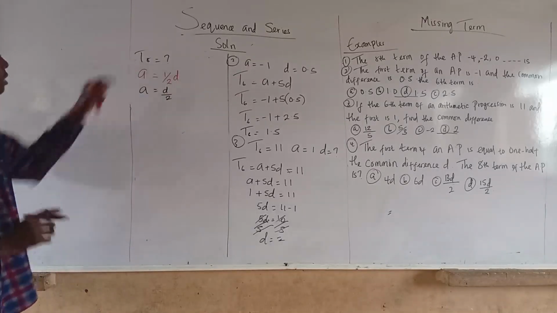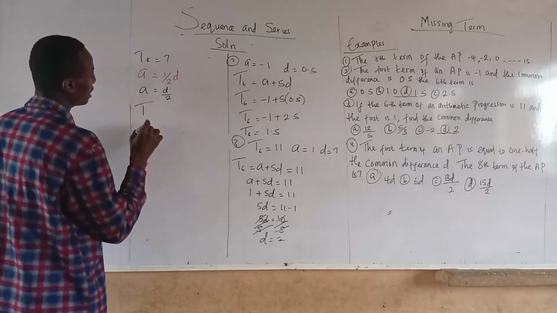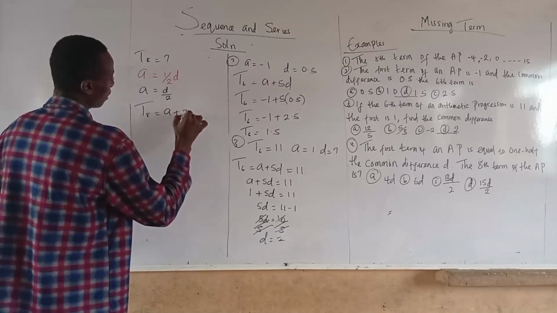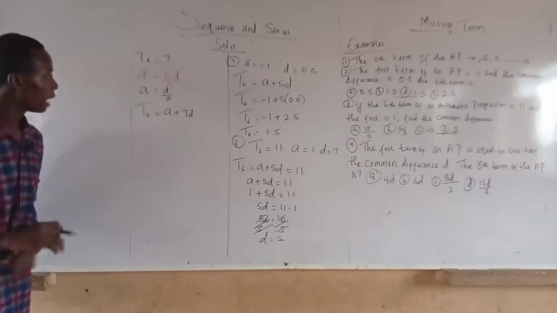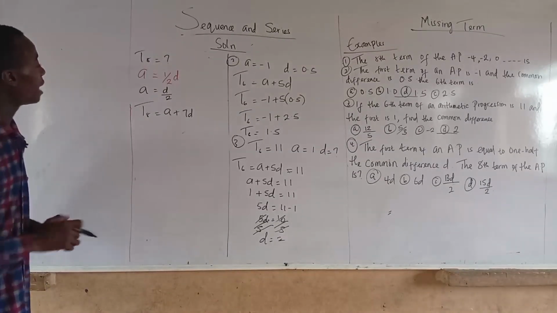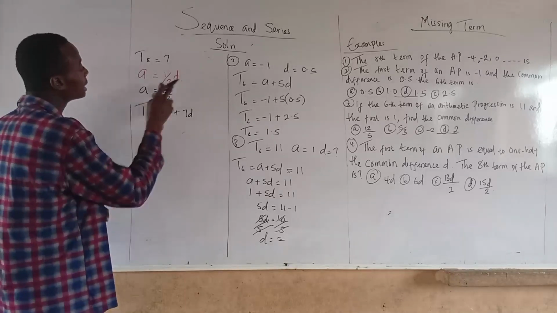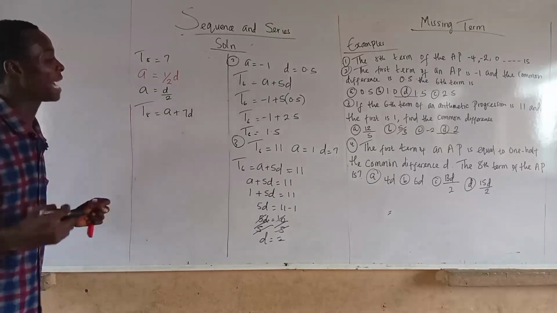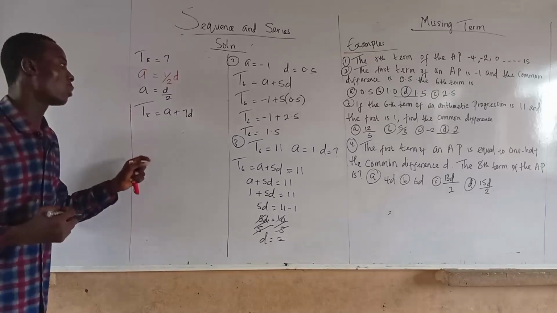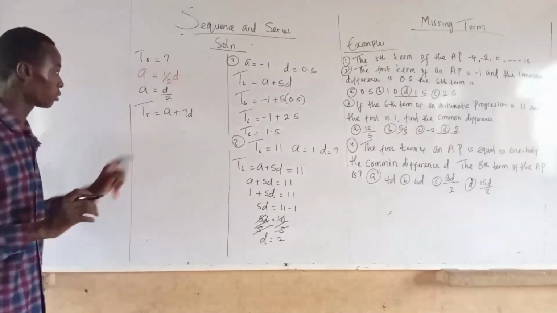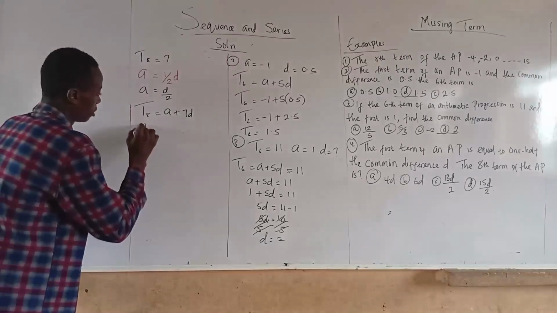But we are looking for the eighth term. The formula for finding the eighth term is what? A plus 7d, right? Now anywhere we find our A, we will be putting D over 2. Since everything is expressed in terms of D, by the end when we solve this question, we are going to have an answer in terms of D. Hope you understand. That is why we substitute for it.